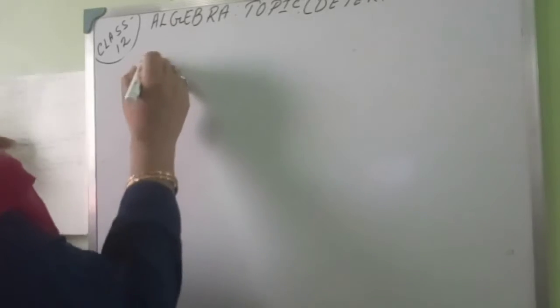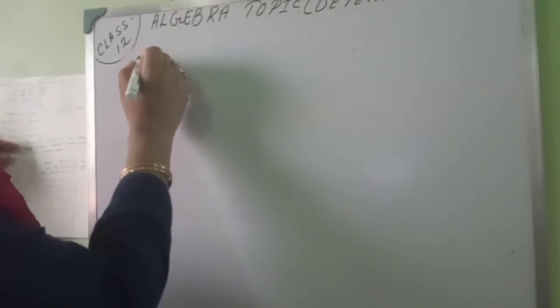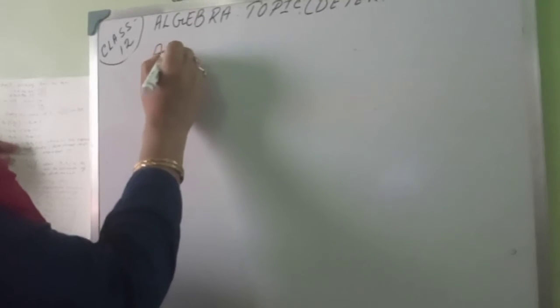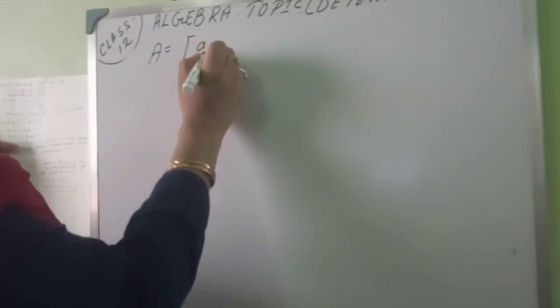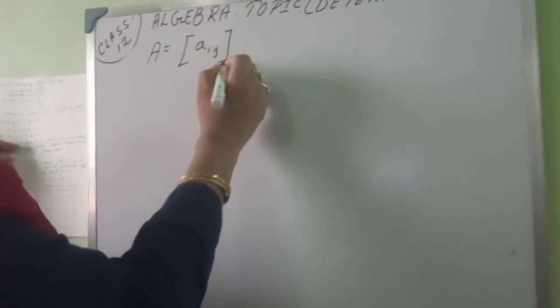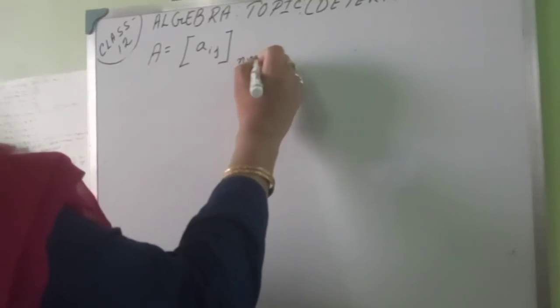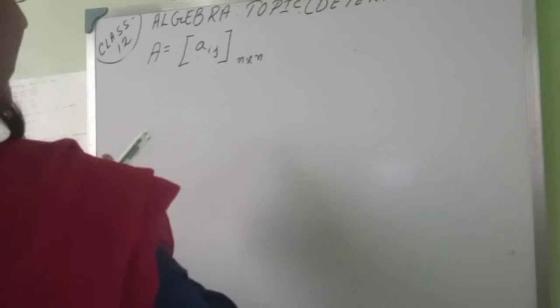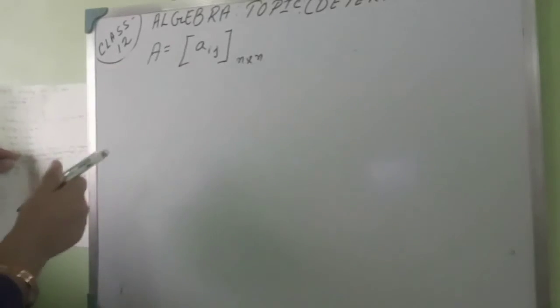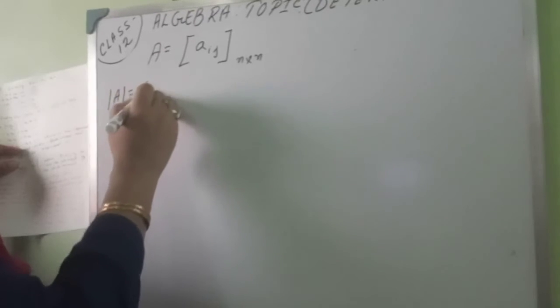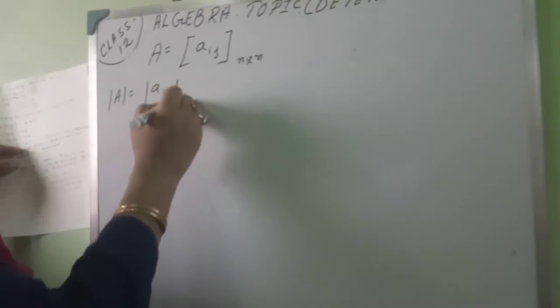Another way we can write the determinant. What is the way? Say, if the matrix A is written as Aij of nth order, okay, this is the matrix of nth order, so this can be written in the determinant form also. In that case we will write determinant A, or we can write this determinant.